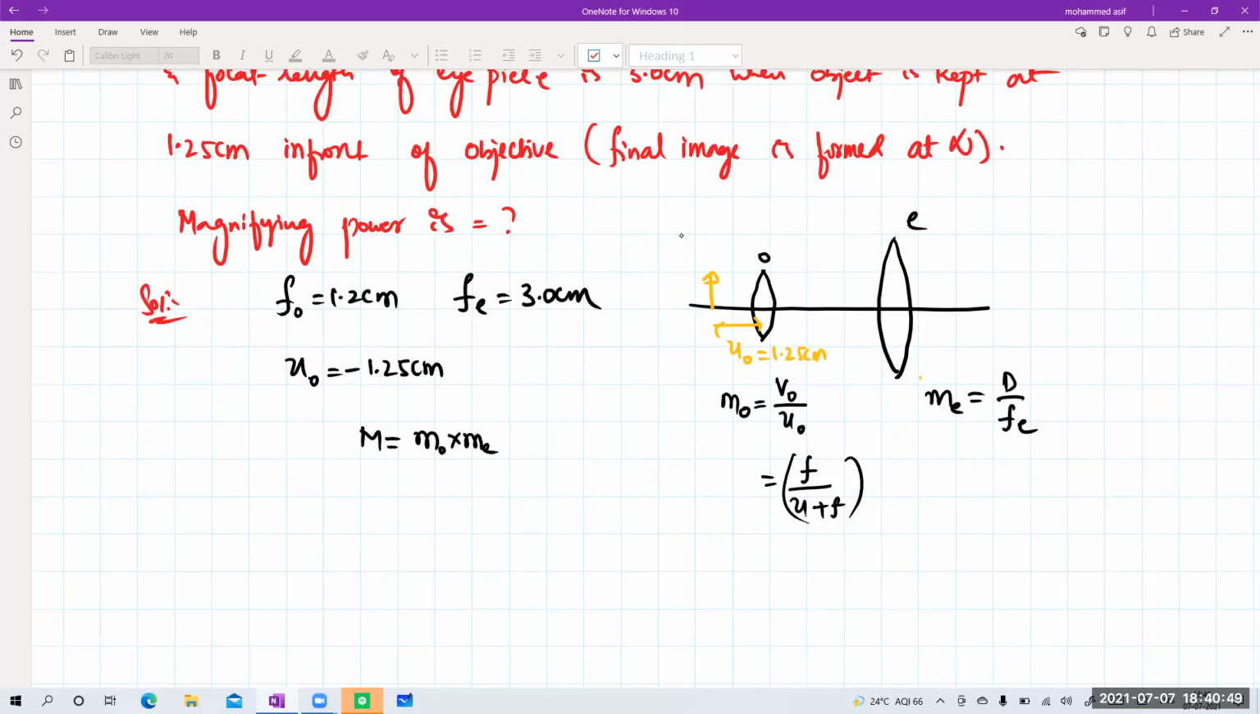D is already known for me. D is how much? 25 centimeters. Focal length of eyepiece is how much for me? 3. So this is the magnification of eyepiece. We need to get the value of M naught. M naught is equal to F over U plus F. You can use this formula, or else you can directly use the relation also. It's not a problem. Now tell me, what is the value of your V naught?